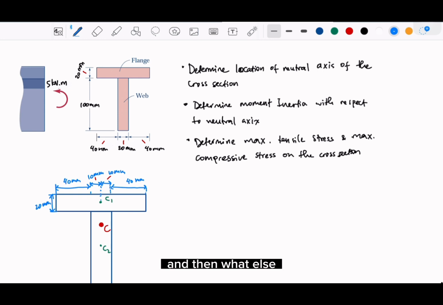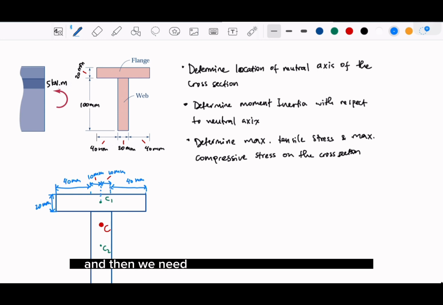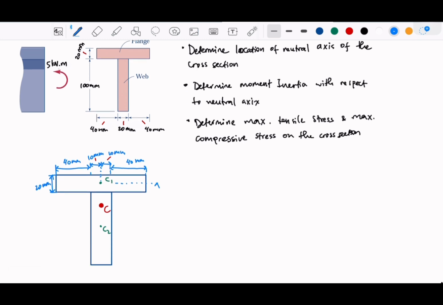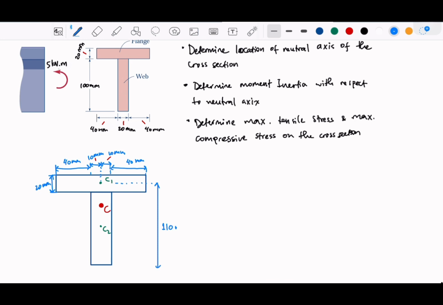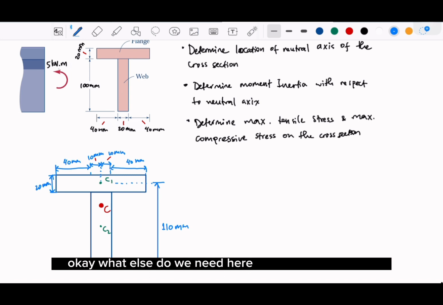And then what else? We also need to calculate this distance. So it's 100 and then plus 10. Okay, what else do we need here? C2, the distance here.